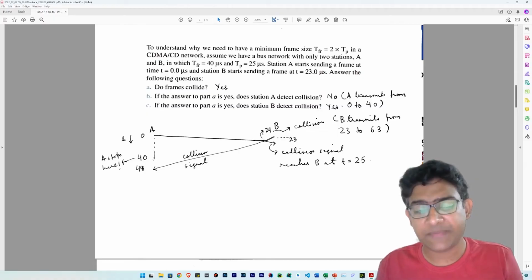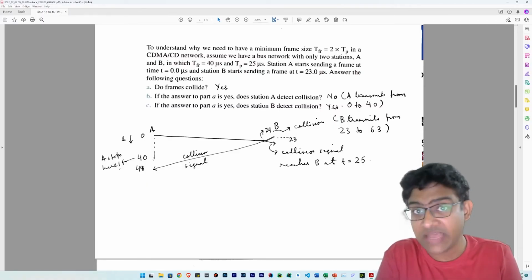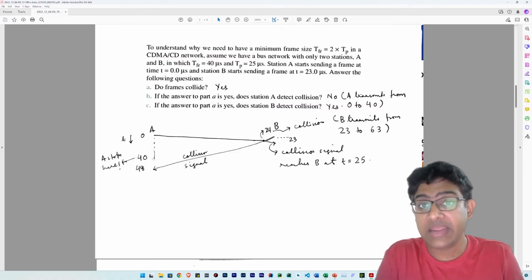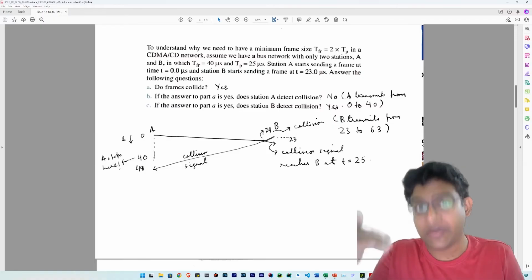But here, what's happening? At 40 microseconds, A thinks that, okay, I'm done transmitting the frame, and the collision signal has not reached it yet. It will need 24 microseconds after the collision happens.